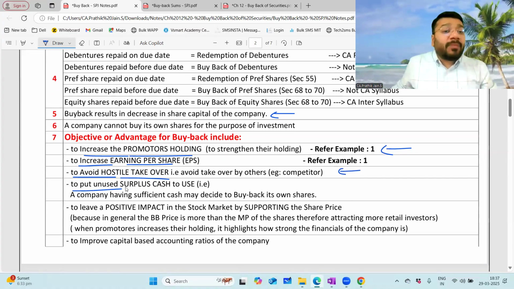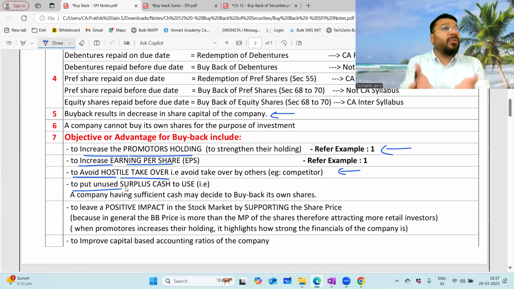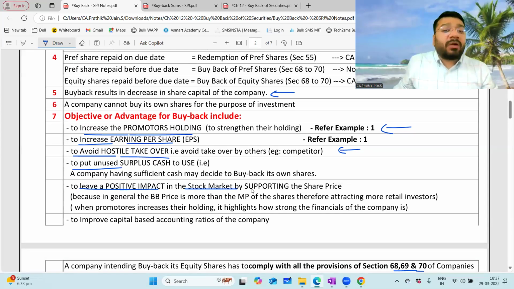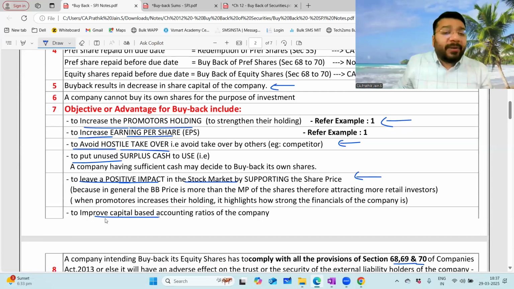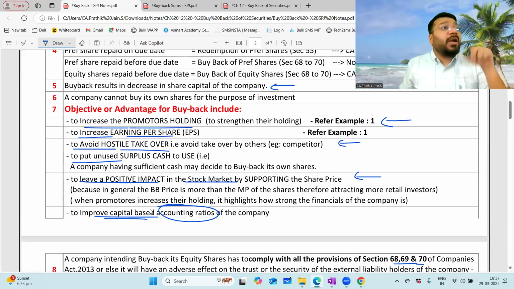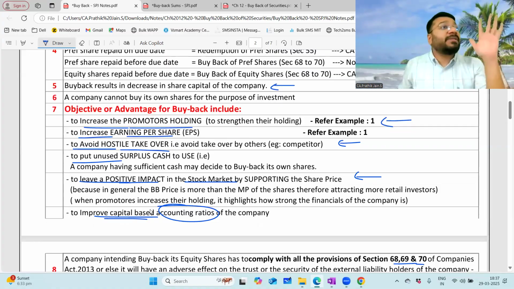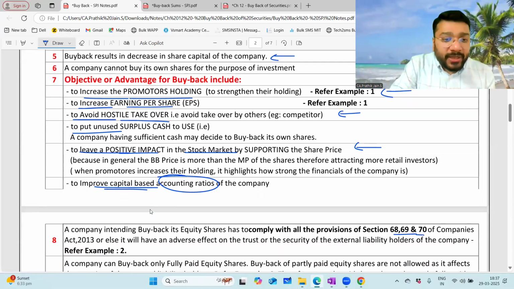The next objective is what? If you have any surplus money left over, you can use that surplus money to repay the capital back. Next, to leave a positive impact in the stock market. This we discussed in depth, so I'm not touching it one more time. Next, to improve the capital-based accounting ratios. All the accounting ratios affecting your capital, total shareholders' funds, get better. For that purpose, this buyback is being initiated.